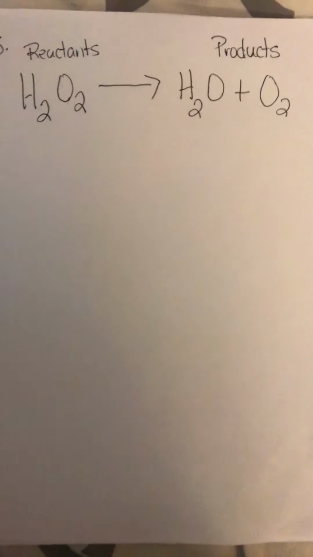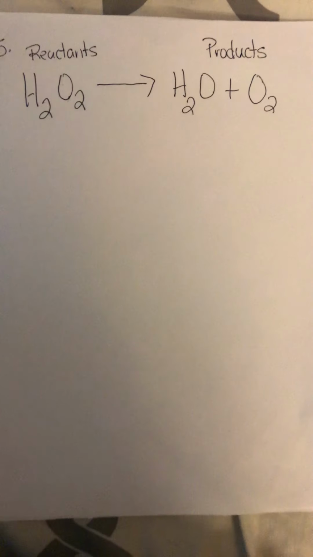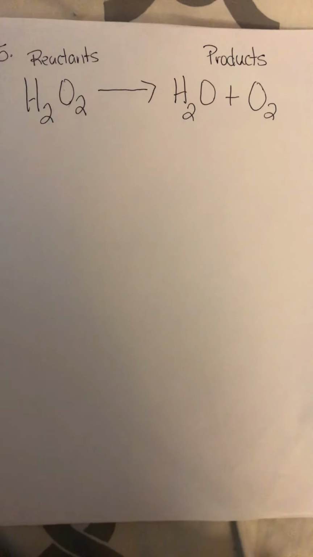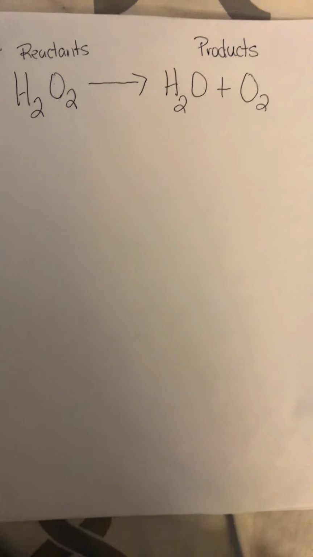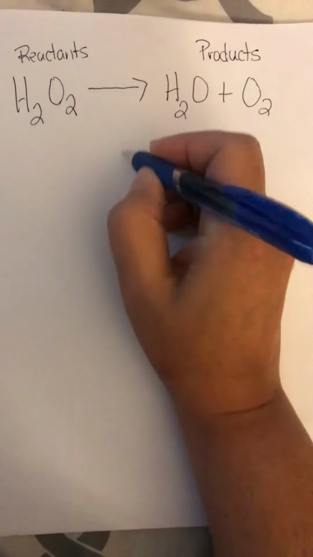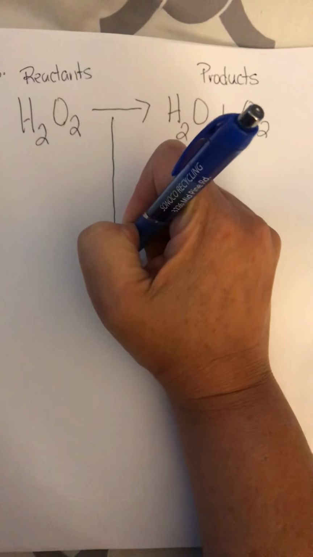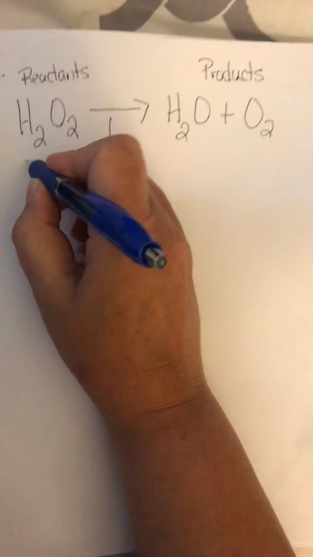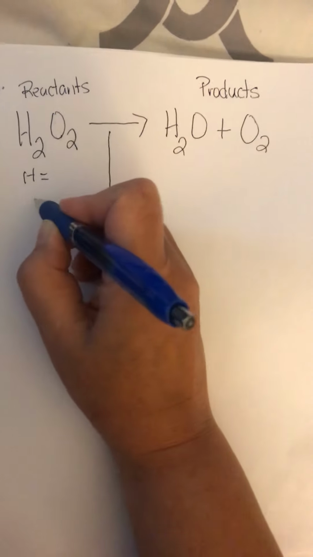Okay, so last night on your assignment, number 5, you had to balance the equation that you see. H2O2 yields H2O plus O2, oxygen gas. So how would you do that? Step 1, as I said, you're going to draw a line under your arrow. You're going to list each one of your elements.